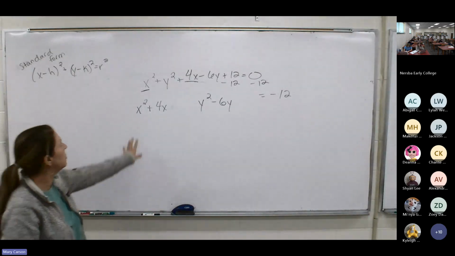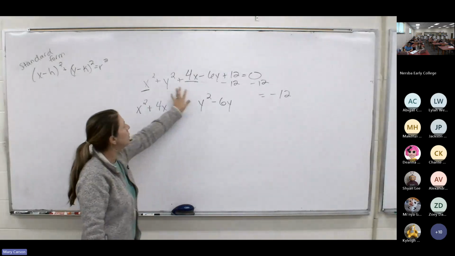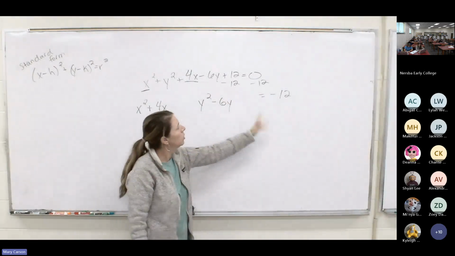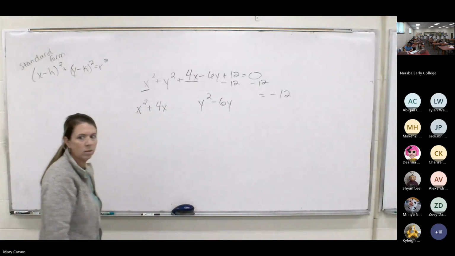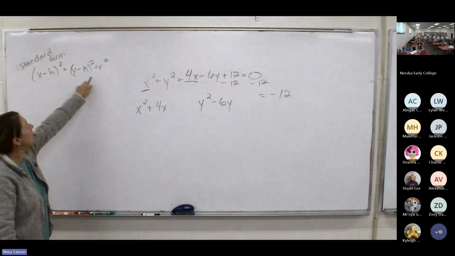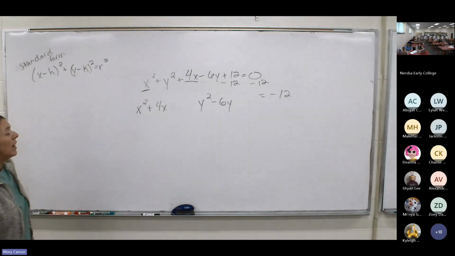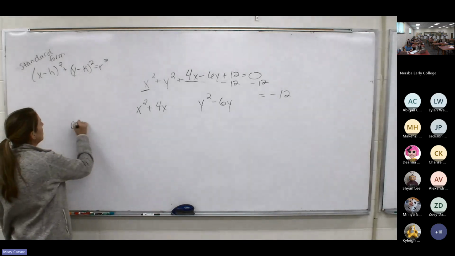So again, I just grouped my x's together. I moved and grouped my y's, and I moved my constant value that doesn't have a variable to the other side. Because you want the constant over here, because that's going to end up being your radius. All right, now we're going to do something called complete the square.